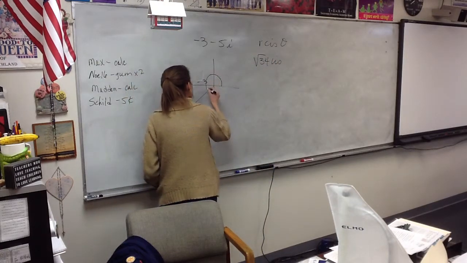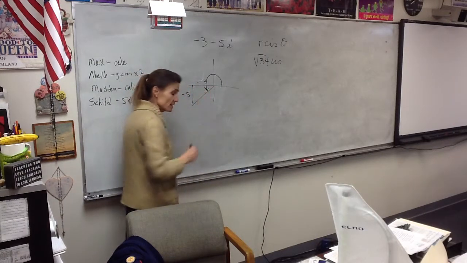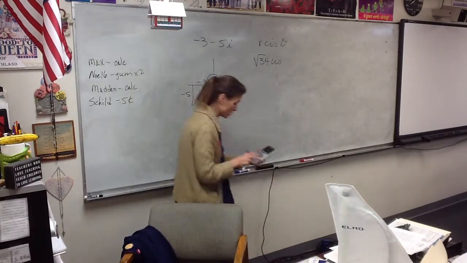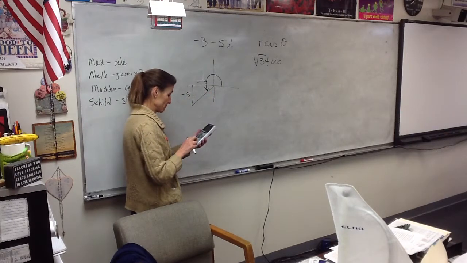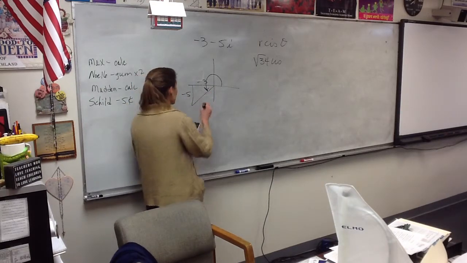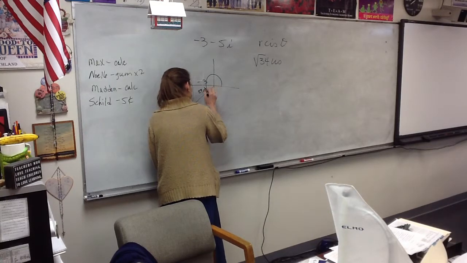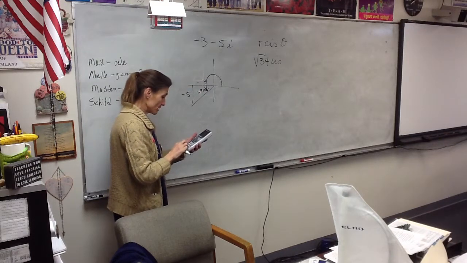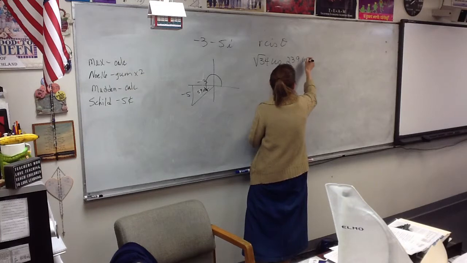And this is going to be theta, but I can't find it until I find the one inside the triangle. So I will take the inverse tangent of 5/3. So it's 59.026. That was my answer. So I'll add that to 180, and I get 239.036.